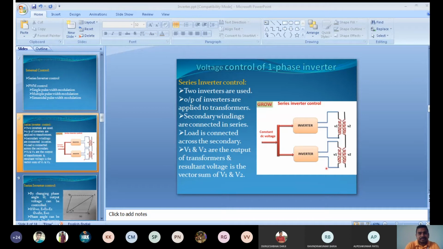Here, this is the single pulse width modulation. Okay, so here what happens, there is only one pulse per half cycle.